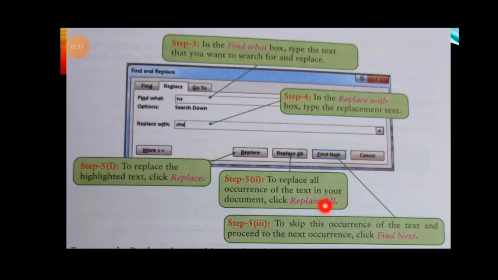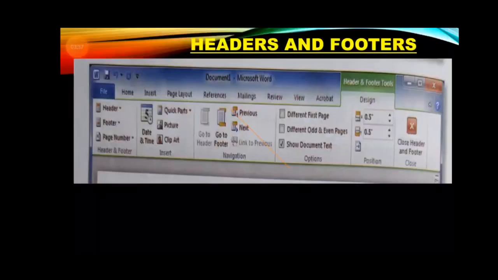To skip the occurrence of the text and proceed to the next occurrence, click find next. If you want to change another one, you have to click on find next. If you want to replace all, then you have to click on replace all. If you want only the first highlighted word replaced, you can click on replace. So hope you understood. Now let's move to another slide.